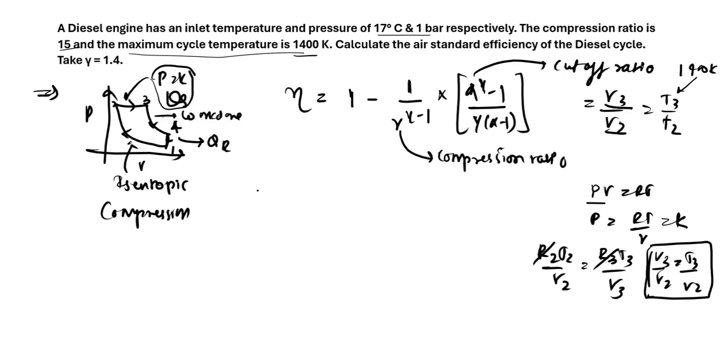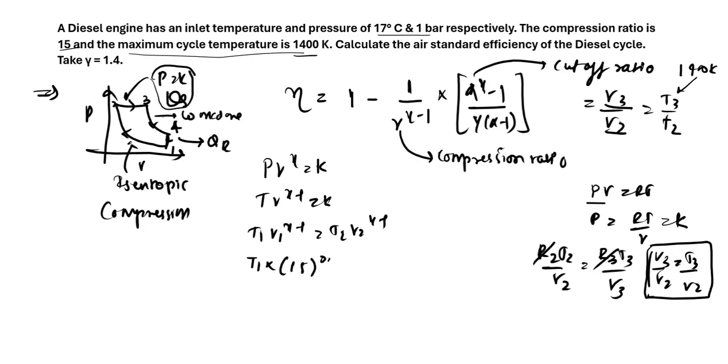We can easily find T2 using the isentropic formula, where P V to the power gamma is constant. P can always be written as RT by V, so we have T V to the power gamma minus 1 as constant. So T1 V1 to the power gamma minus 1 is T2 V2 to the power gamma minus 1. We have T1 into V1 by V2, which is the compression ratio, 15 to the power 0.4, if you take gamma as 1.4. For T1, we have 17 degrees as the initial temperature, which you need to convert into Kelvin: 273 plus 17 gives 290.